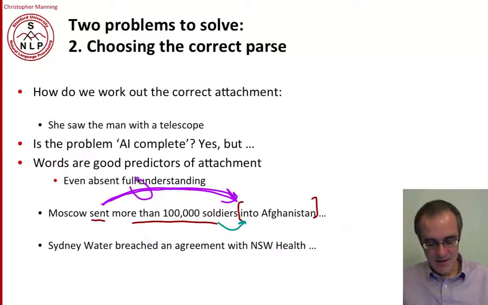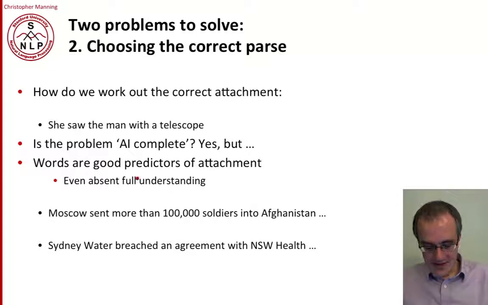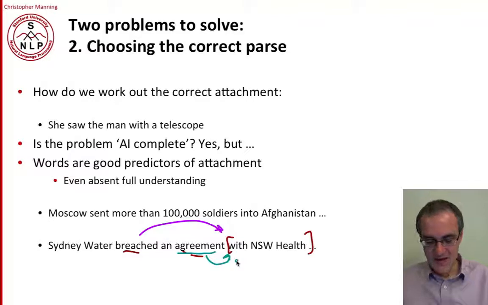Then let's look at this next example. So in this example, same structure again, and we can have the PP with New South Wales Health being a dependent of breached, or it can be a dependent of the agreement with New South Wales Health. Well, again, breaching with New South Wales Health just isn't very likely. You just don't say, I breached with my friend. Doesn't sound very good. On the other hand, an agreement with New South Wales Health, that's really common and normal sounding, because you make agreements with somebody. And so this is the attachment that we should choose.